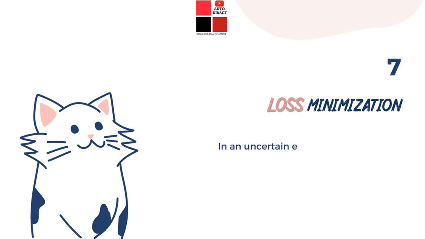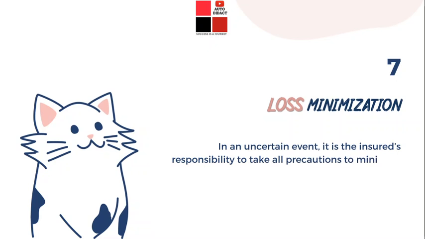According to the principle of loss minimization, an insured must always try his level best to minimize the loss of his insured property in case of uncertain events like a fire outbreak or blast, etc. The insured must take all possible measures and necessary steps to control and reduce the losses in such a scenario. The insured must not neglect and behave irresponsibly during such events just because the property is insured. Hence, it is a responsibility of the insured to protect his insured property and avoid further losses.